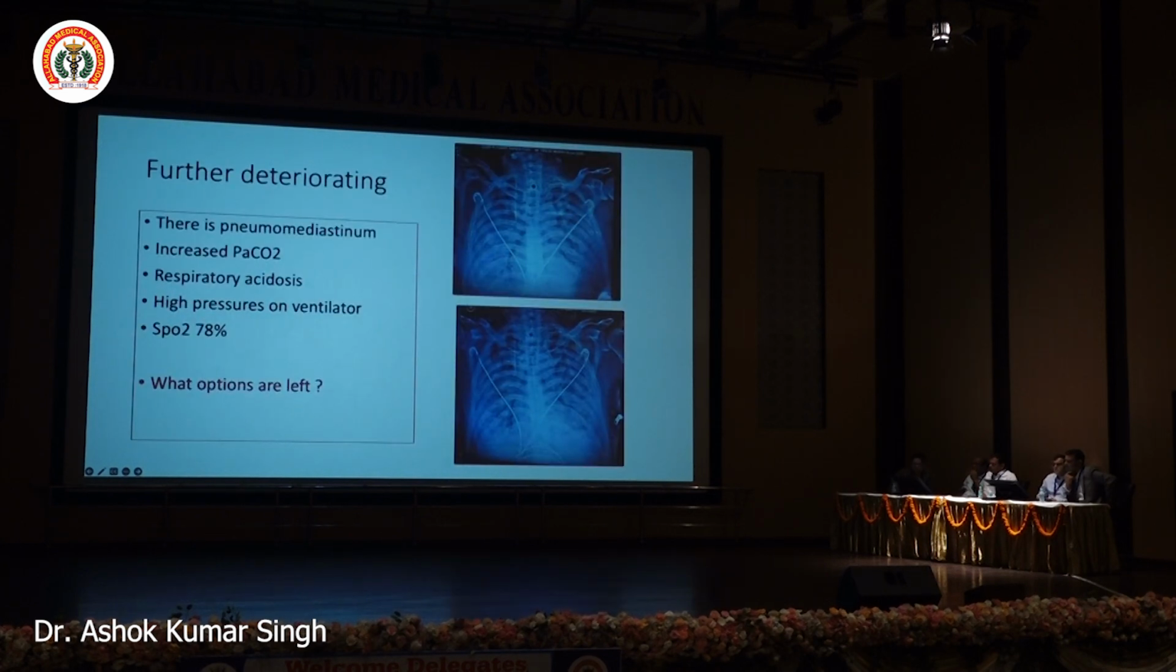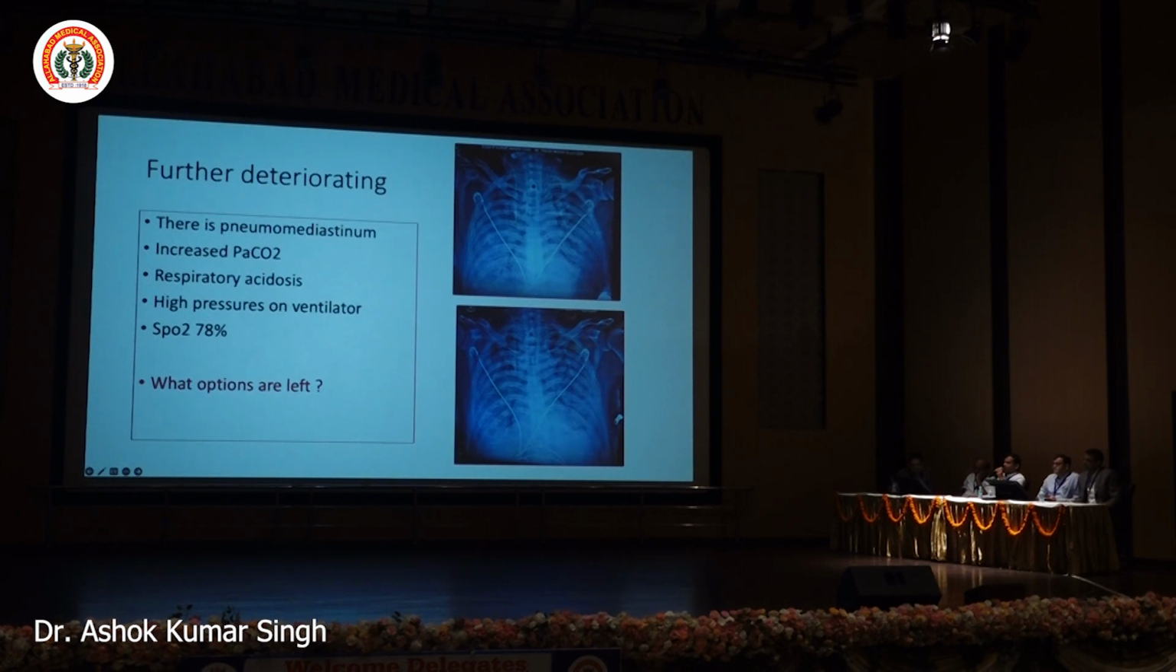Further deteriorating. The patient is having pneumomediastinum, increased PCO2, respiratory acidosis, high pressure on the ventilator because of the stiff lung. You can't give the relaxant for a longer period. The saturation is now 78%. Now what are the options? Withdraw the support or do something more? Almost everything has failed. There are more complications: pneumomediastinum, refractory restrictive lung disease leading to fibrosis.